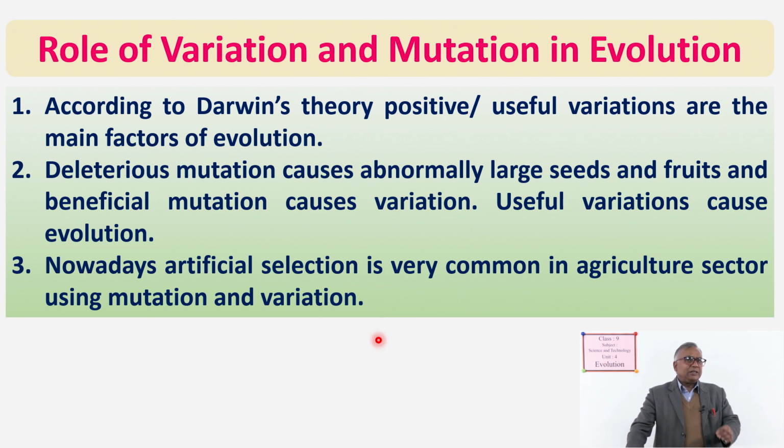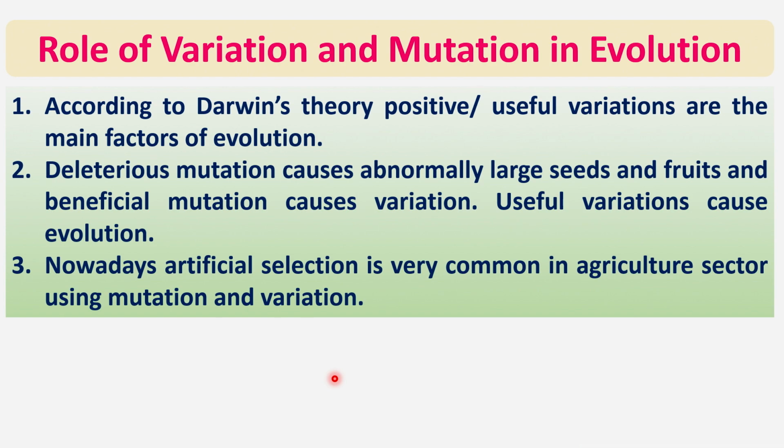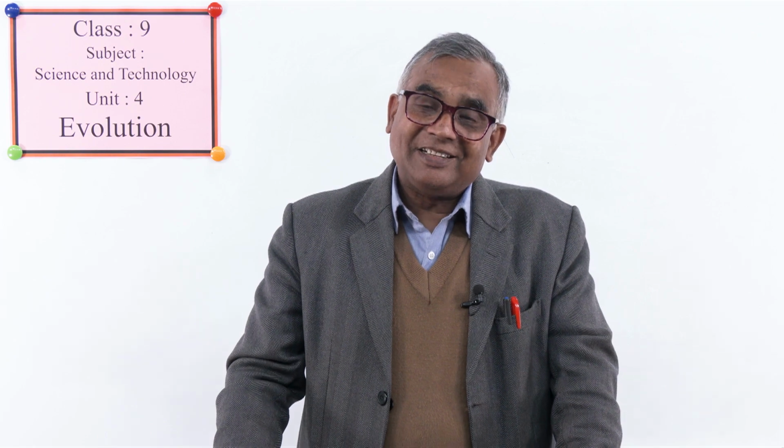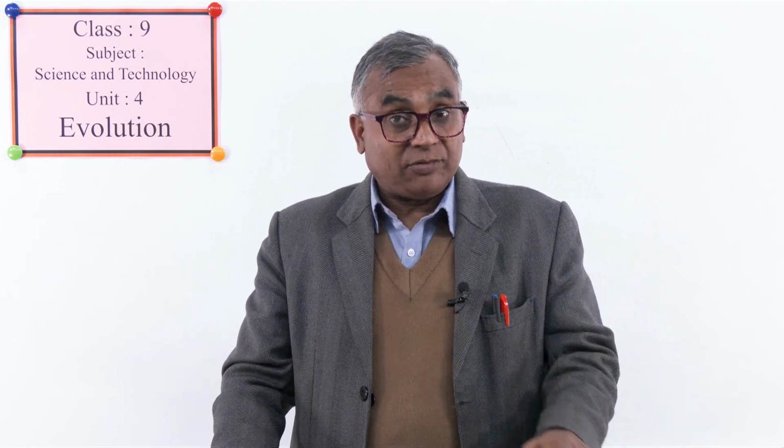Because there is also what? Variation, artificial methods of variation are used there. Okay. So, it is about the role of variation and mutation in evolution. And here we have finished this unit. But what have you learnt in today's class? And how much you have learnt, I have to test it.